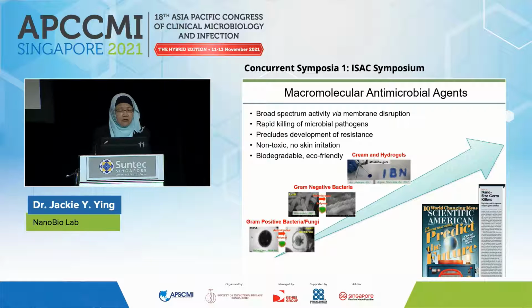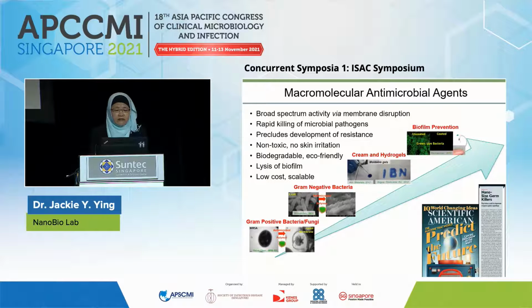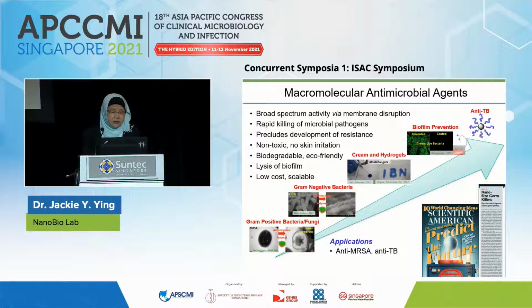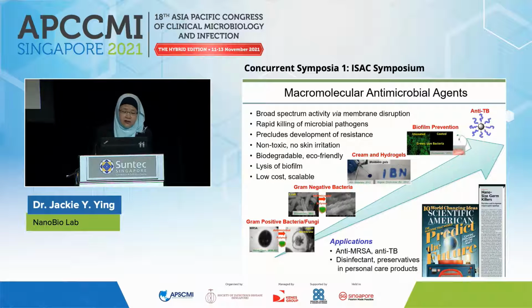The materials that we developed are non-toxic, have no skin irritation, and are also biodegradable and eco-friendly. So they can be applied as a hydrogel or as a coating on devices. Okay? So they can be used in various different applications. And obviously, the holy grail is to try to apply them for anti-TB or anti-MRSA. In the meantime, there are a lot of personal care applications for disinfectants, preservatives, etc. We have formed a spin-off company called Austral Nanotech to commercialize this technology.